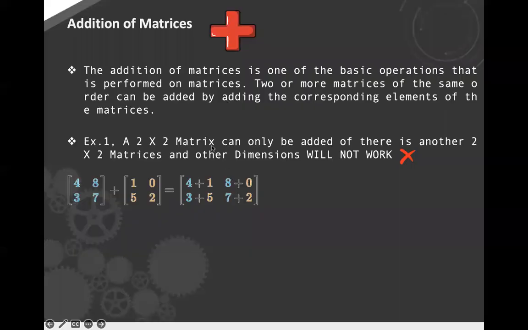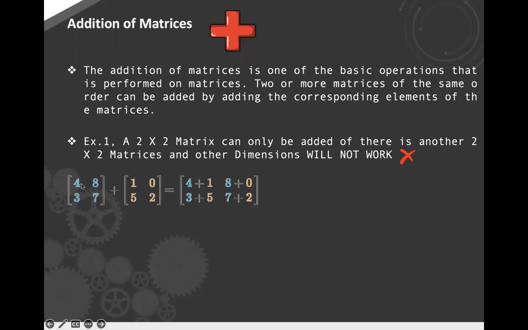So first we have the addition of matrices. The addition of matrices is one of the basic operations that is performed on matrices. Two or more matrices of the same order can be added by adding the corresponding elements of the matrices. For example, a 2 by 2 matrix can only be added if there is another 2 by 2 matrix, and other dimensions will not work.